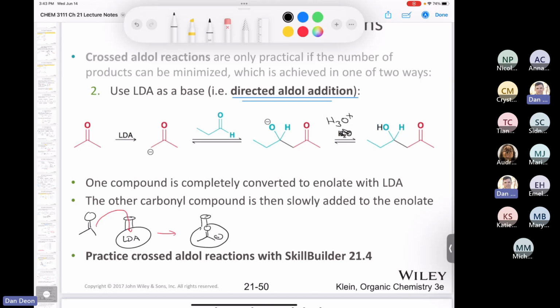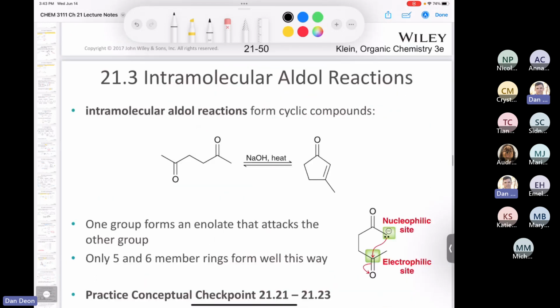Give me a thumbs up if that makes even like 60% or 65% sense to you. Okay, you're going to have to reread it, the directed aldol addition, but it is a very cool reaction.